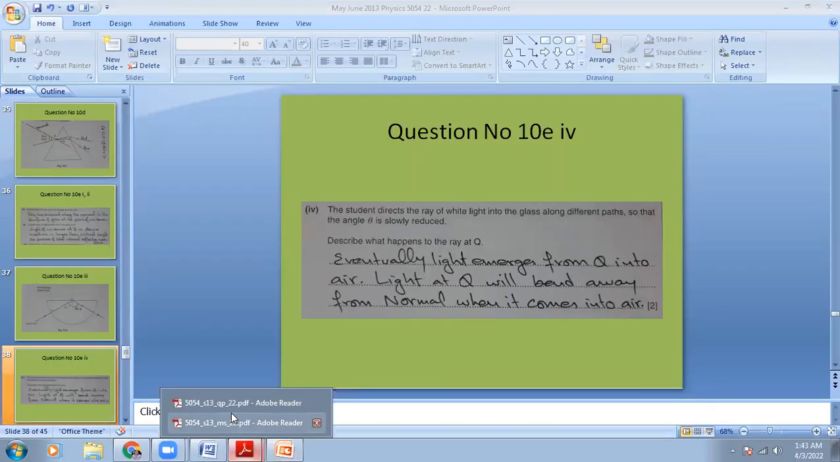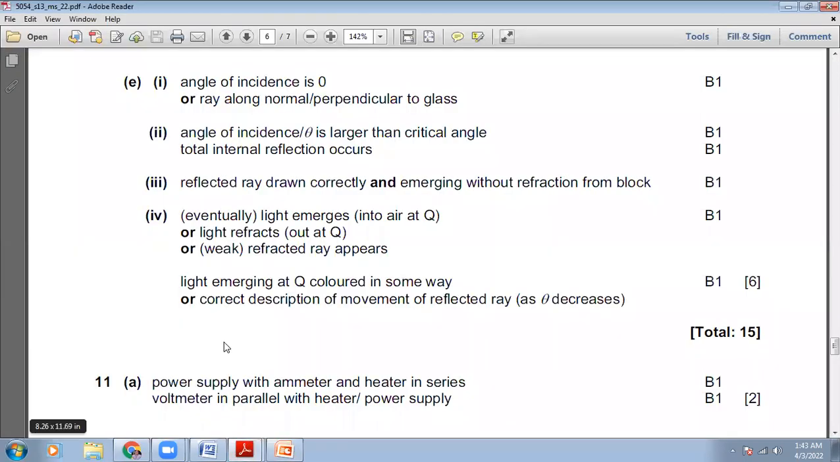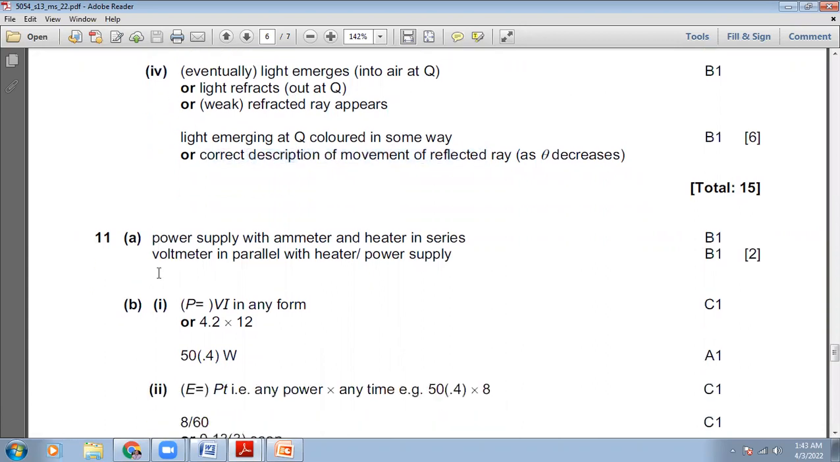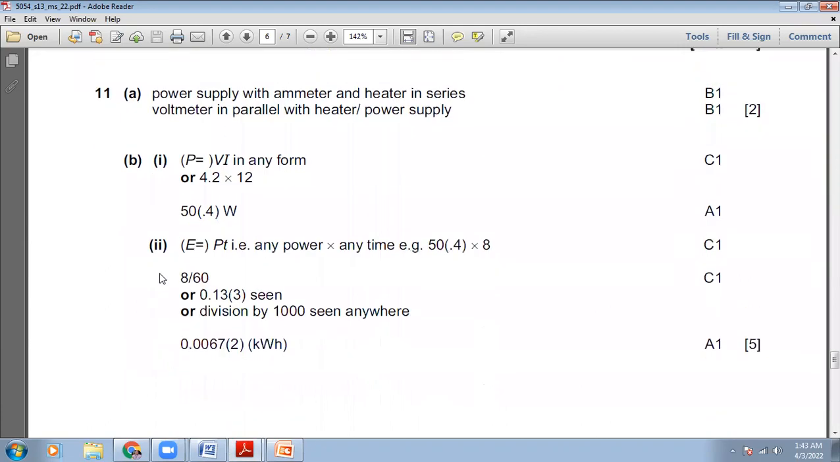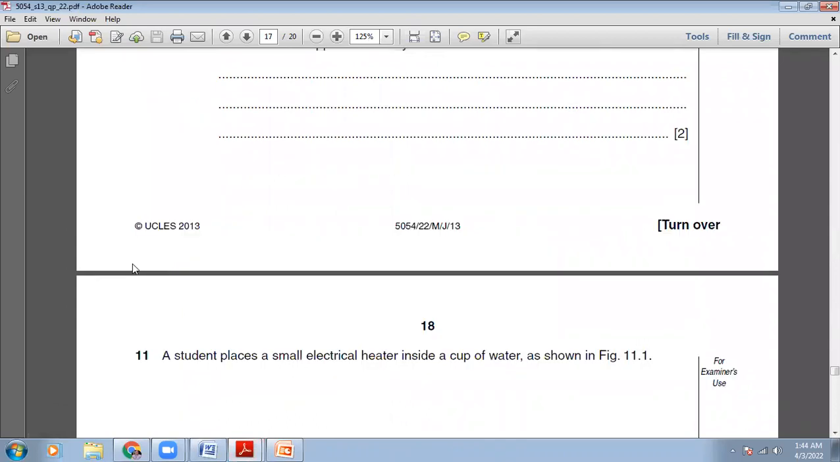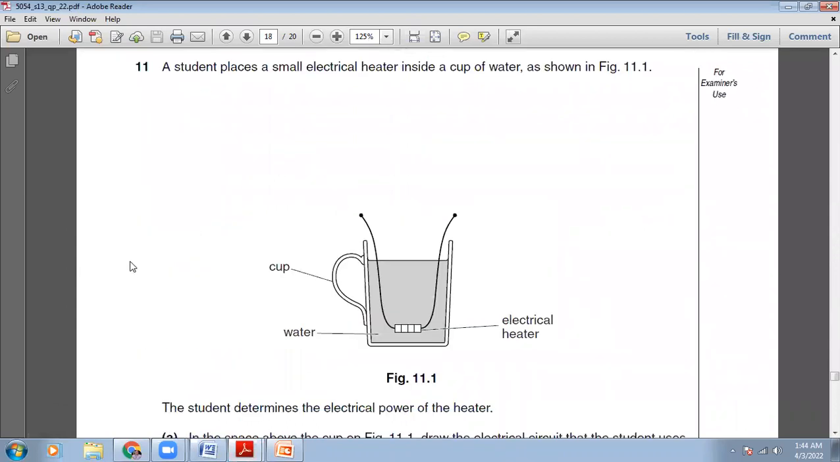So let's have a look at the marking scheme. We have given this, okay? So we will move to the next question. The next question is question number 11.